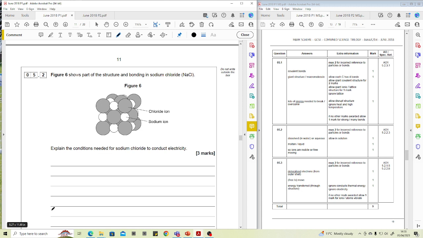Okay, question 5.2. Figure 6 shows part of the structure and bonding in sodium chloride. So sodium chloride, we've got a metal and a non-metal. We're expecting ionic bonding, and it's got ions. Great. Okay, so the conditions needed for sodium chloride to conduct electricity. I am going to state the structure and the bonding just in case. So sodium chloride is a giant structure with ionic bonds.